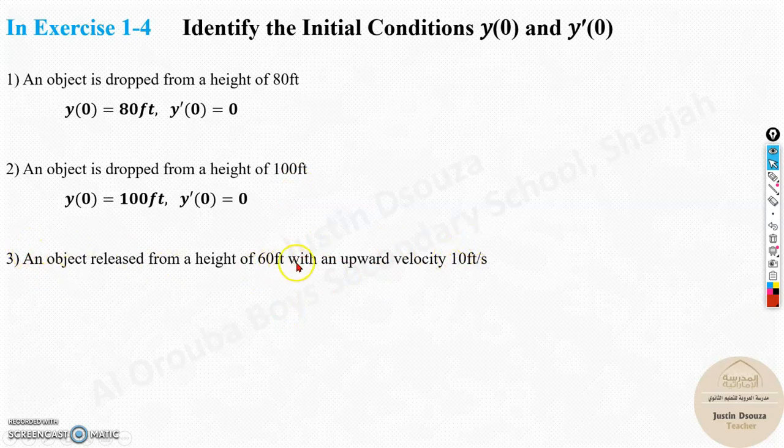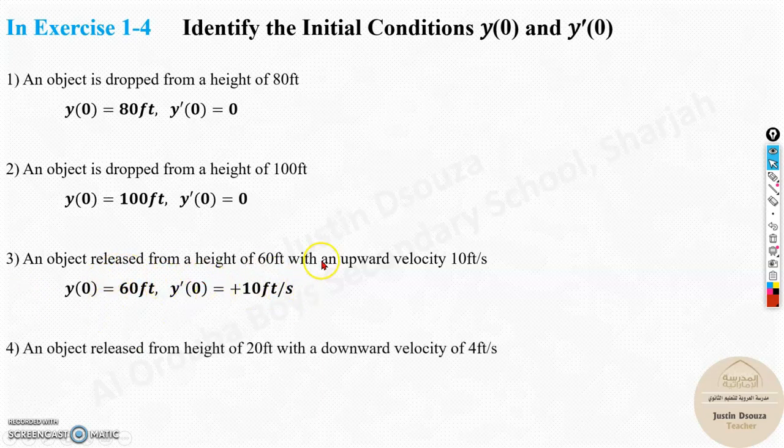Now, this is important because we have two things. An object is released from a height of 60, so y of 0 is 60 feet, with an upward velocity. Upward means positive, downward is negative. Upward velocity of 10 feet per second, so y dash will be 10. So this is the answer, plus for upward. y dash of 0 is 10 feet per second, whereas y of 0 is 60.